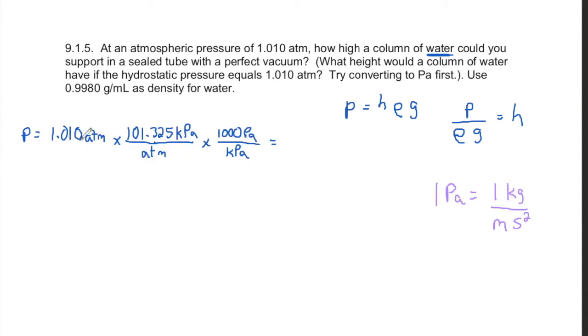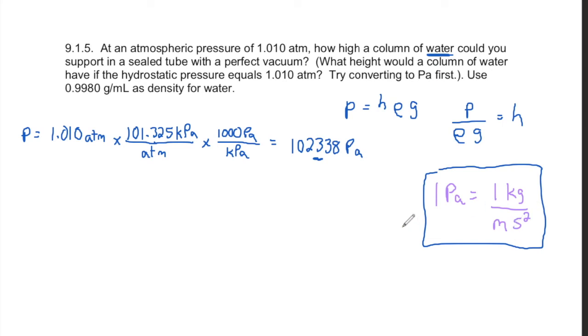All right, so the pressure is given in atmospheres, 1.010 atmospheres. We can convert this to kilopascals, and then we can convert that to pascals. So that ends up being 102,338 pascals with 4 significant digits. I'll just underline that. And remember that a Pascal is 1 kilogram per meter second squared. So the pressure is actually equal to 102,338 kilograms per meter second squared with 4 significant digits.